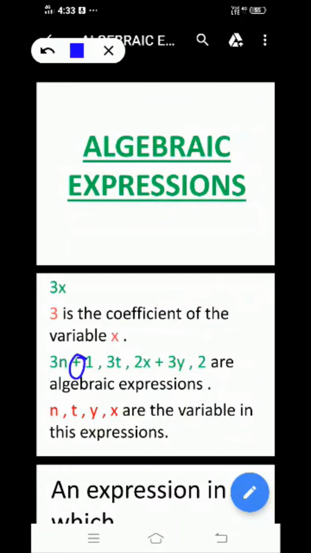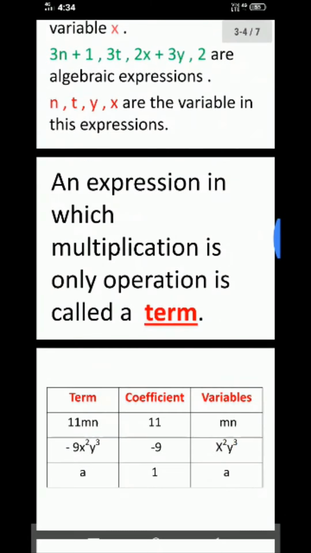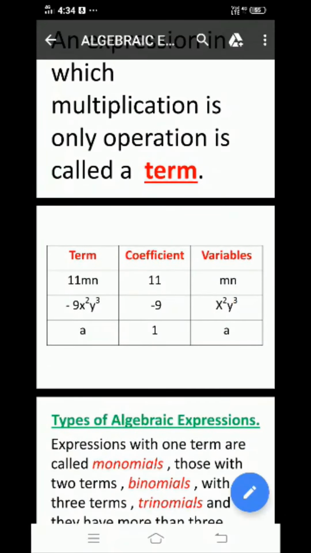Suppose 3x is there. In this 3x, 3 is called a coefficient and x is called a variable. There are some examples like 3n plus 1, 3t, 2x plus 3y and 2, which are algebraic expressions. And in these expressions, n, t, x, y are the variables. Okay, now see, next is what?